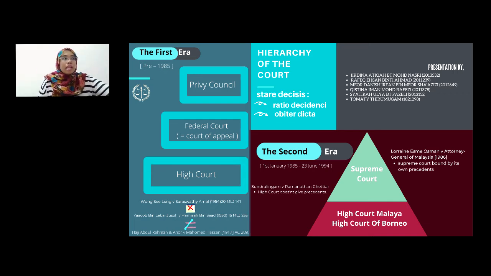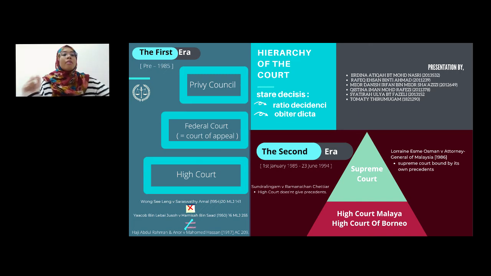Alright, so for the second era, we have the Supreme Court, the High Court of Malaya, and the High Court of Borneo. In this case, the Supreme Court is bound by its own precedent. But does the Privy Council from the first era bind the Supreme Court? The answer is that the Privy Council does not bind, and the Supreme Court is not bound to follow the Privy Council's previous decision. But the High Courts in this era are bound to follow the Privy Council. It's as simple as that.